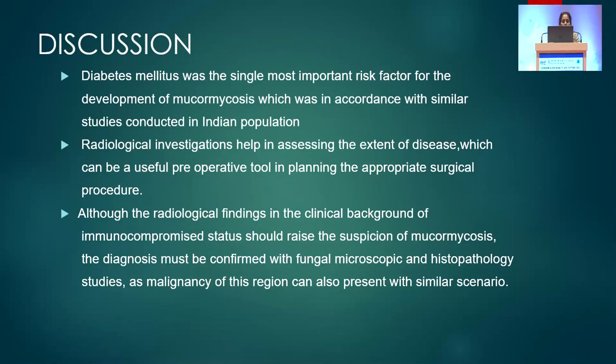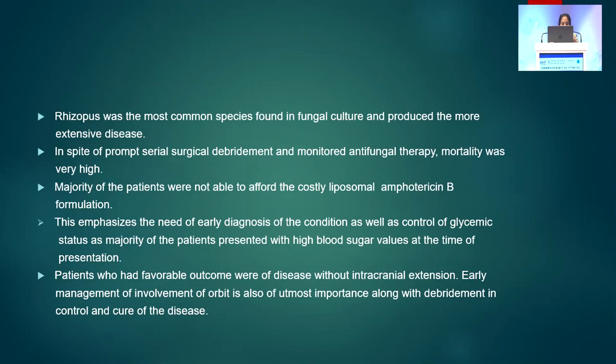In our discussion, diabetes mellitus was the single most important risk factor. Radiological investigation also helps in assessing the extension of disease and in the management of the disease. Rhizopus was the most common species we got. Majority of the patients were not able to afford the costly amphotericin B formulation, which also led to unfavorable outcomes.